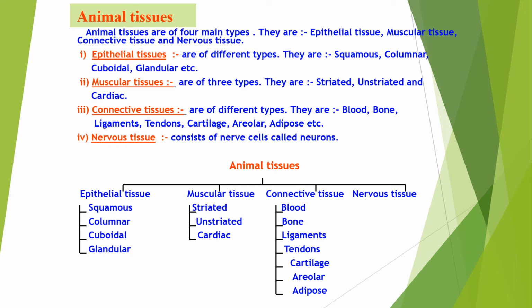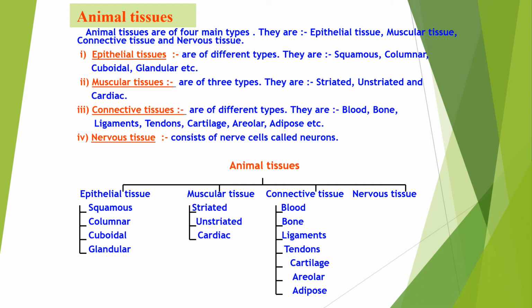Epithelial tissue is further classified as squamous, columnar, cuboidal, and glandular. Muscular tissue is of three different types: striated, unstriated, and cardiac. Connective tissue are classified as bone, blood, ligament, tendon, cartilage, areolar connective tissue, and adipose connective tissue. The nervous tissue consists of nerve cells called as neurons. Now we shall study these different tissues in detail.